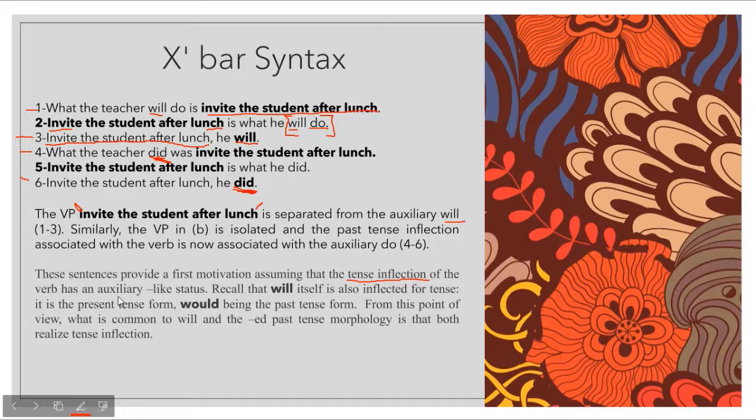Recall that will itself is also inflected for tense. It is the present tense form. Will is the present of would. So will is inflected for tense, the present tense form, would being the past tense form.